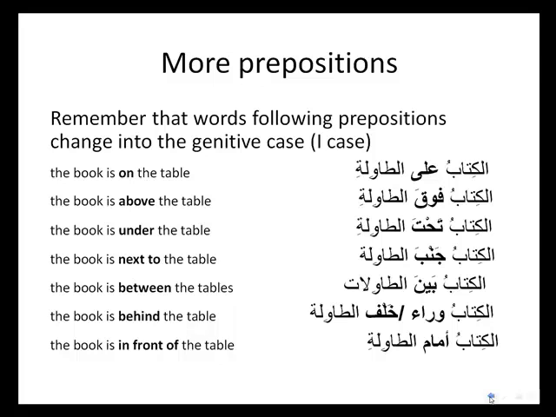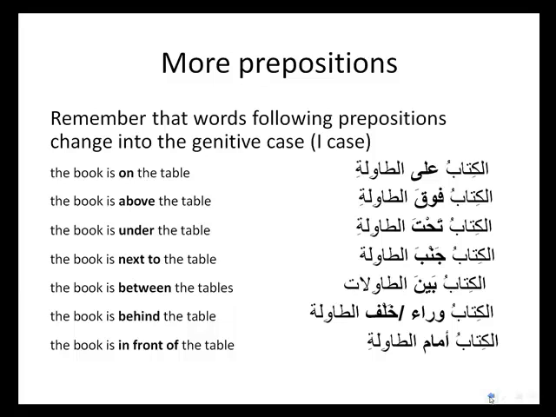These are a list of some prepositions that are useful and common, so it's a good idea to learn them. And all of them change the vowel of the following word into the I case. الكتاب على الطاولة. الكتاب فوق الطاولة. الكتاب تحت الطاولة. الكتاب جنب الطاولة. الكتاب بين الطاولات. الكتاب وراء أو خلف الطاولة. الكتاب أمام الطاولة.